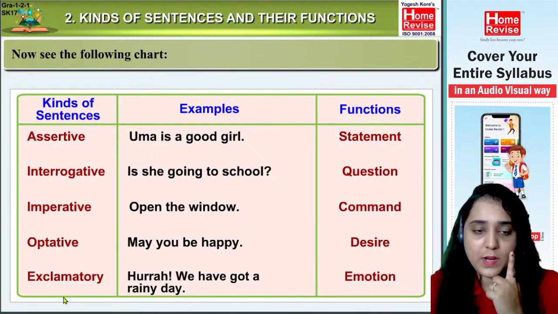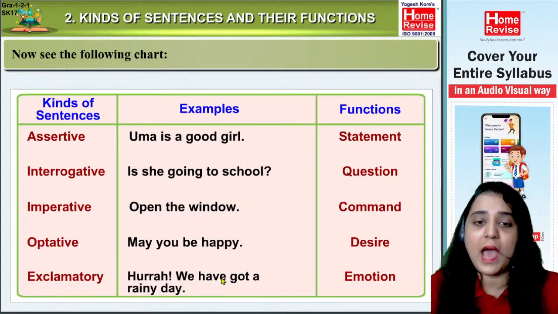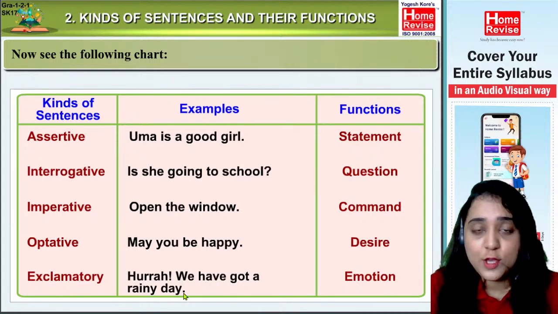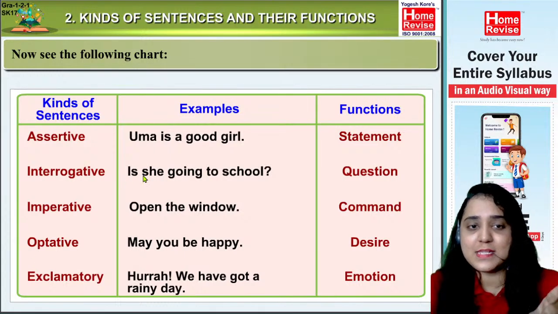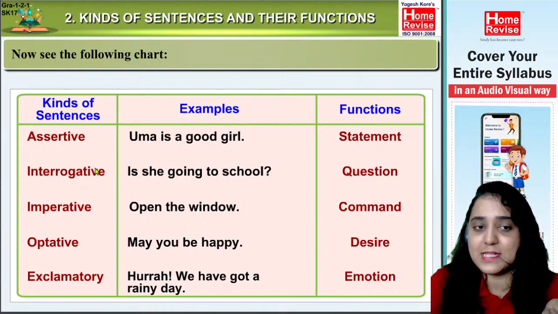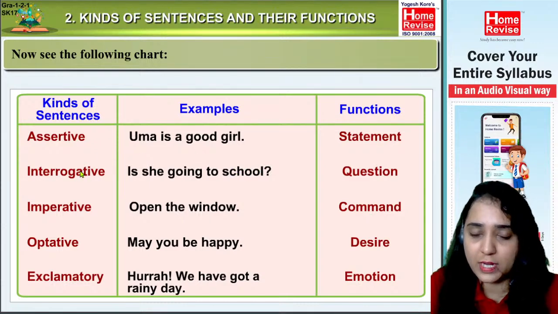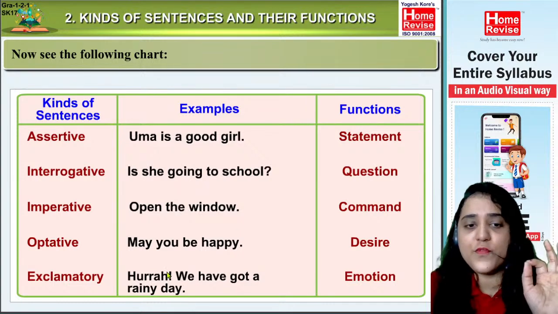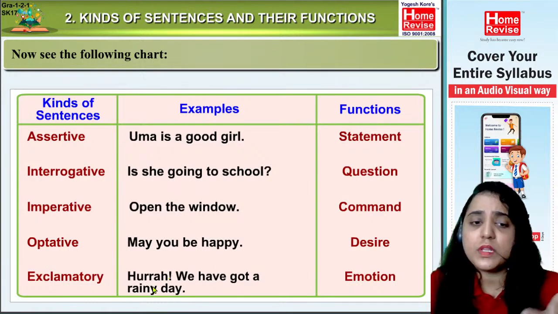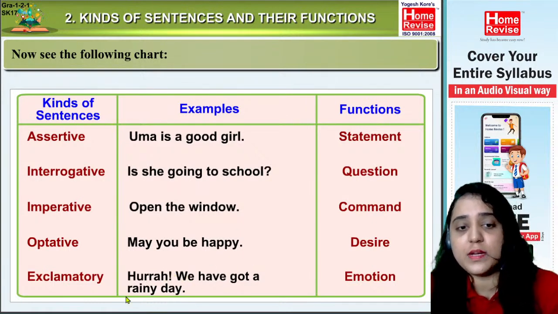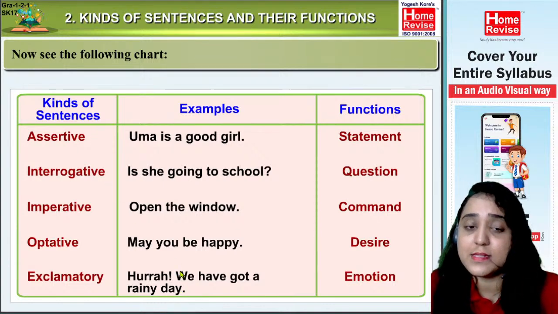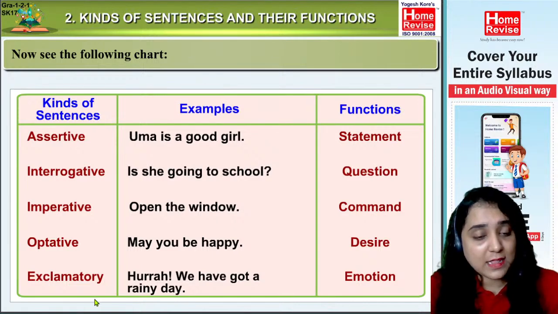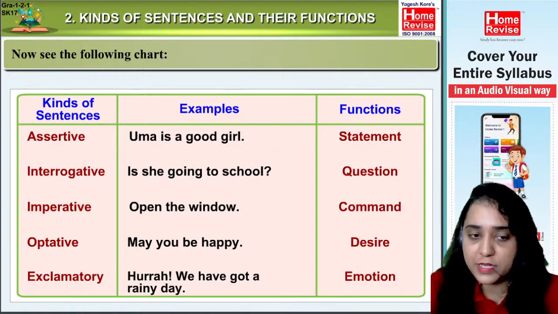Okay, the last one is exclamatory. Hooray, we have got a rainy day. So this is the emotion. And also जैसे interrogative में sentence में if you find a question mark, it helps us to understand that yes, the sentence is interrogative. वैसे ही if you find an exclamatory mark after a sentence, it helps us to understand which kind of sentence it is. Yes, it is an exclamatory kind of statement.